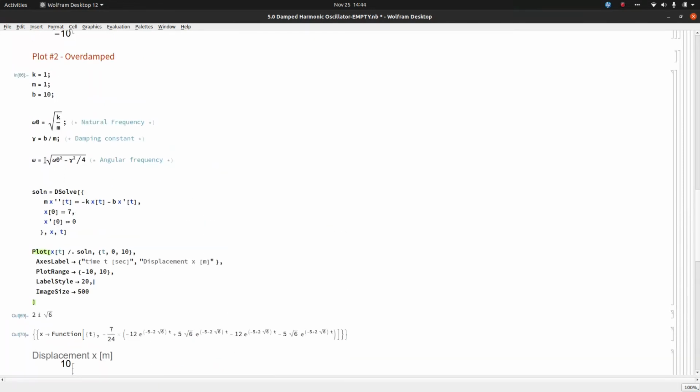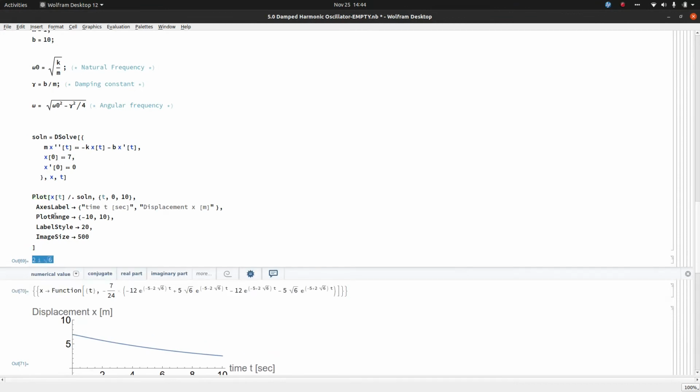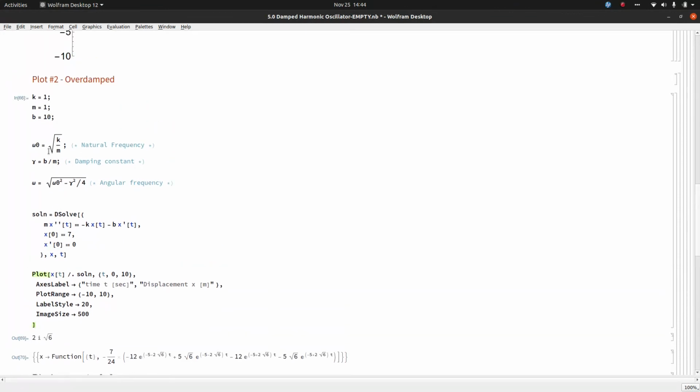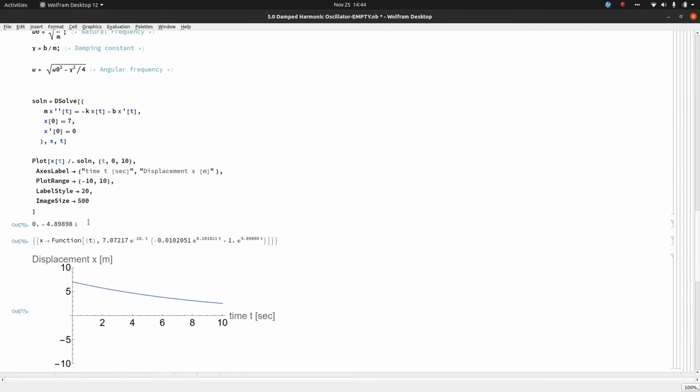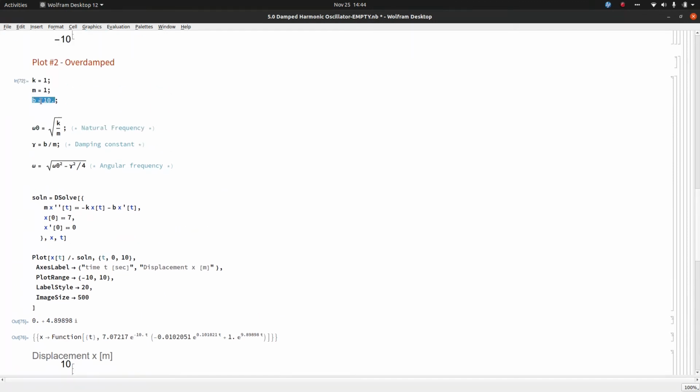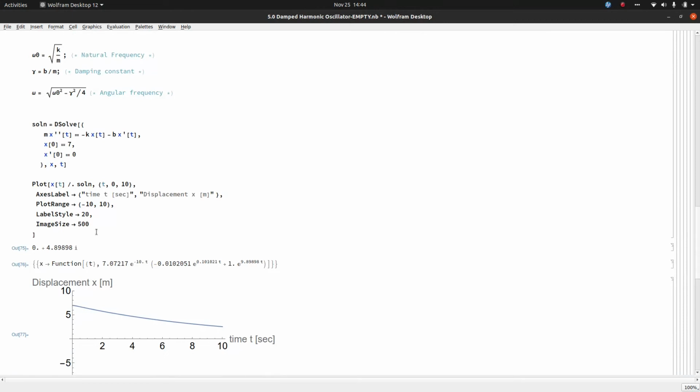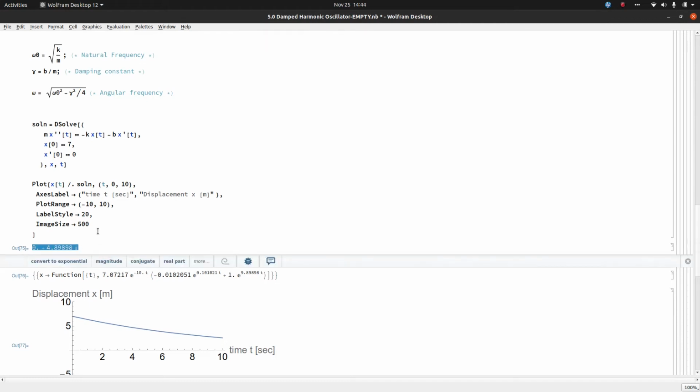If I look at the value of omega, you see I have a purely imaginary number. I've got a 2 square root 6. If I want to turn that into a decimal, I'll input it as a decimal number, and then Mathematica won't assume that I want to track all of the real numbers to infinite precision, and it'll spit out a complex number that has 0 for the real component and 4.89898 for the imaginary component. That's purely imaginary. So here we don't get any oscillations at all.